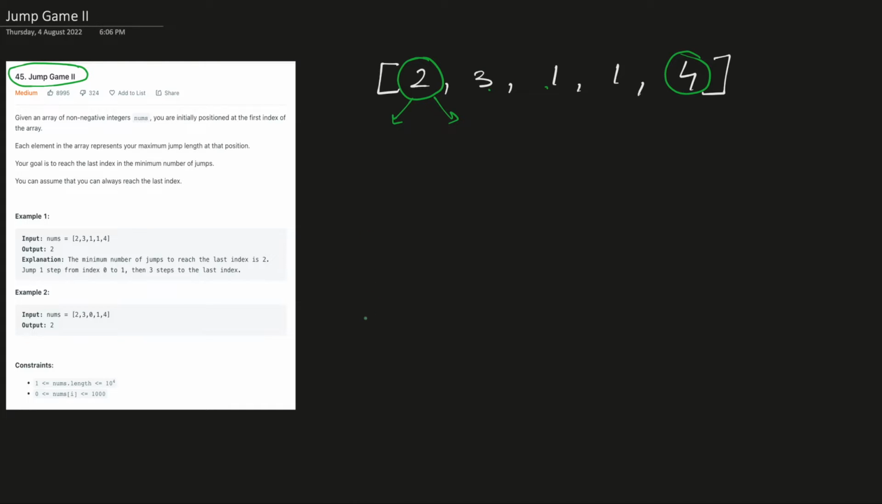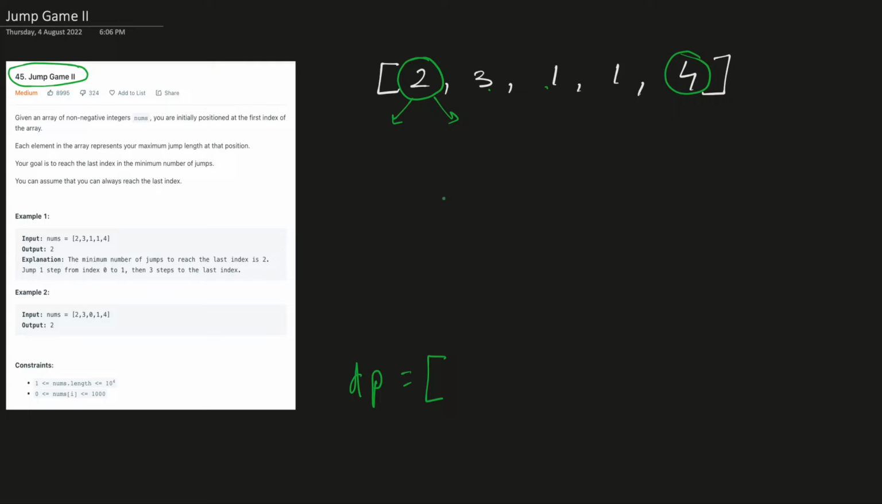So let's maintain a data structure named DP. In this data structure, we will be storing the minimum number of jumps that are required to reach a particular position. This much is understood.